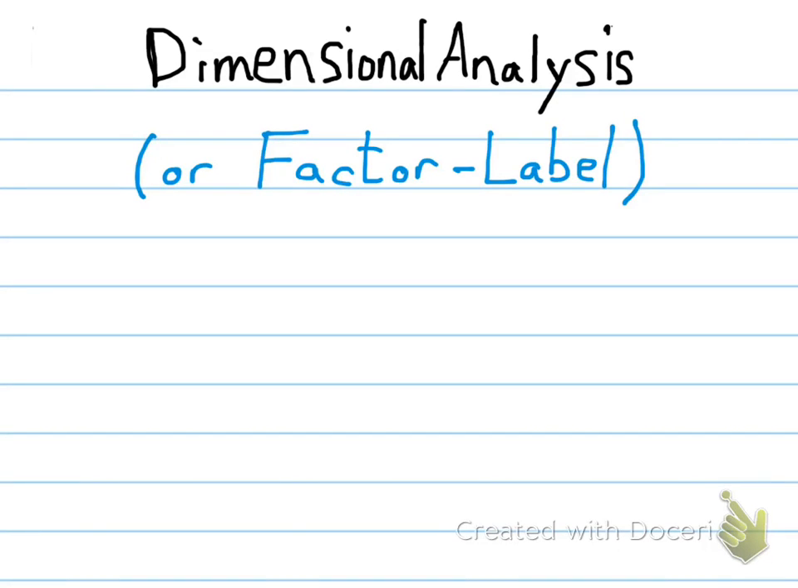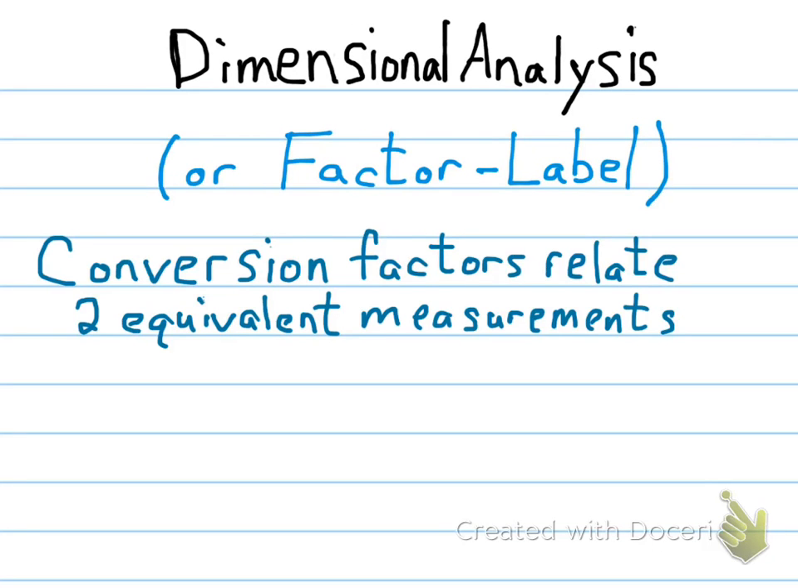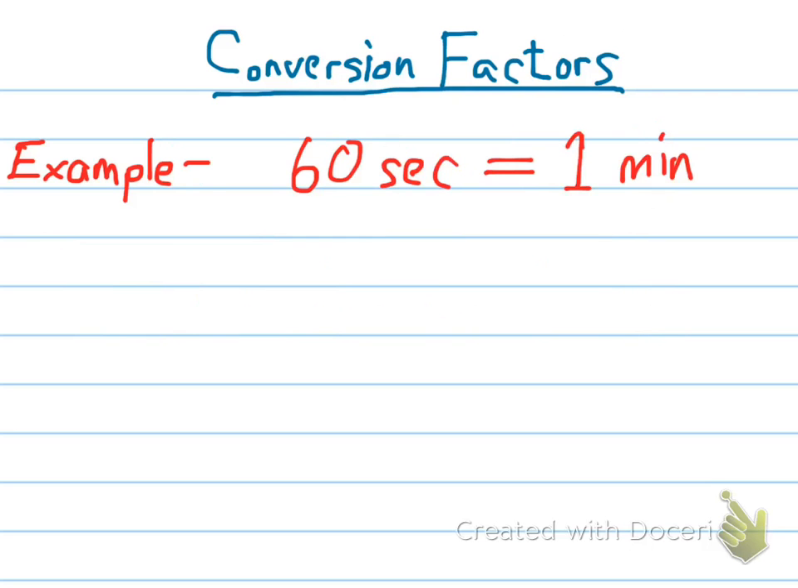Dimensional analysis, or the factor label method, is a method that we use when we need to convert measurements from one unit of measure to another. And we do this through the use of what we refer to as conversion factors. Conversion factors take two equivalent measurements and relate them, usually expressing them in the form of a ratio or a fraction. And then we use these conversion factors in a multiplication type problem.